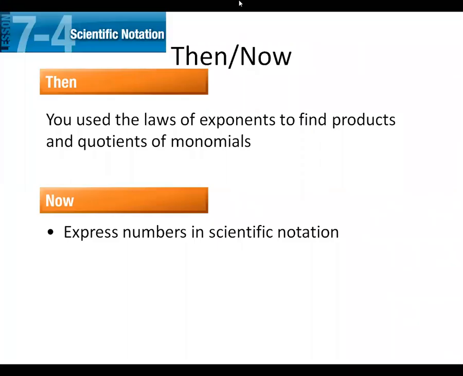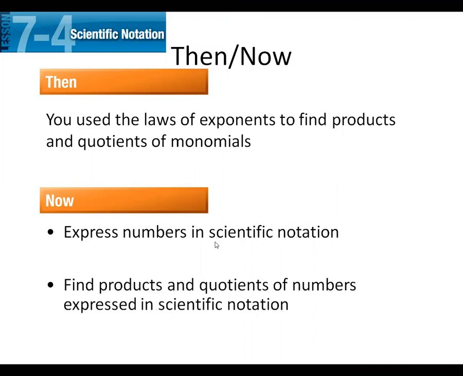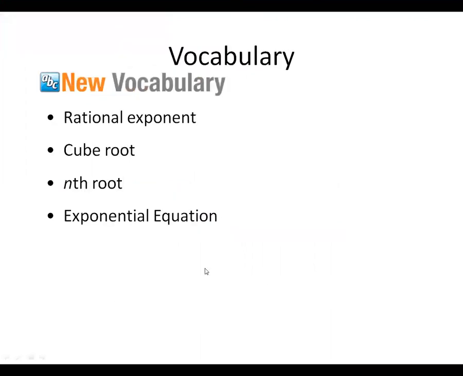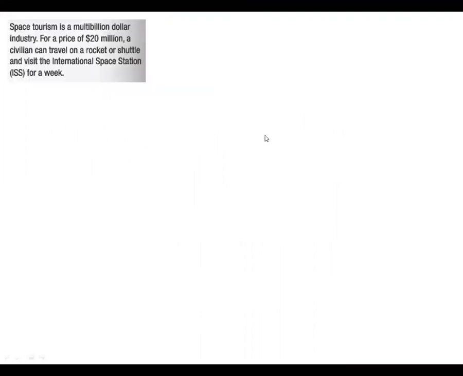All right, guys. So last section we're going to do for now in chapter 7 with scientific notation. So previously you used laws of exponents to find products and quotients of monomials. Now we're going to express numbers in scientific notation and find products and quotients of numbers expressed in scientific notation. So that's the vocabulary from last section. This time we're going to talk just about scientific notation.